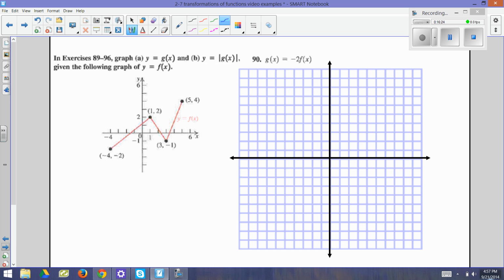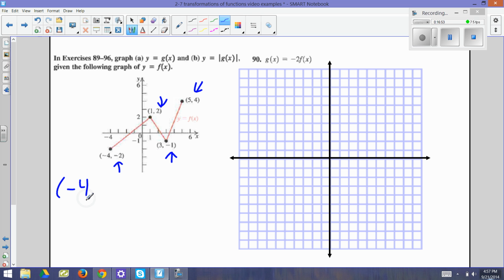Next graph, -2 in front of the f of x. The negative changes my y from positive to negative. So my y is changing signs from positive to negative. And then it stretches by a factor of 2. So then I'm going to multiply by the 2. So I'm going to change the sign of y and then multiply it by 2.